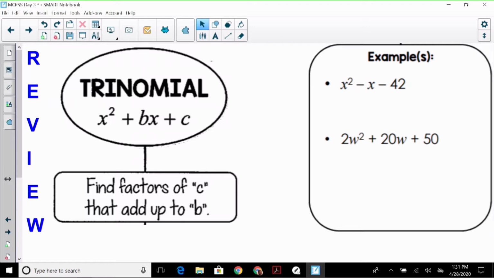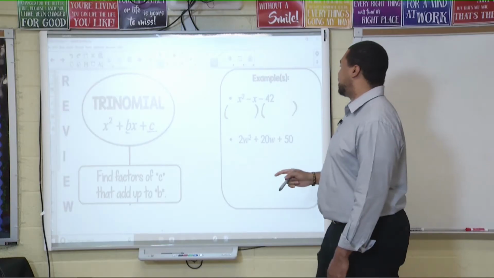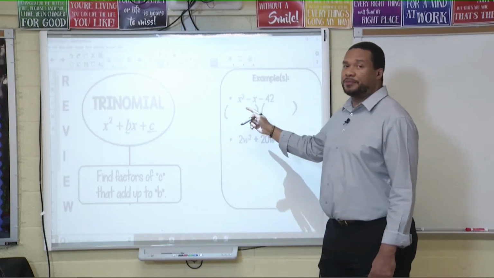All right, to factor a trinomial, tri meaning three terms, you find the factors of c that will add to give us b. So here our c term is negative 42. We always take the sign that goes with it. What are two factors of negative 42 that will add to give us negative 1?